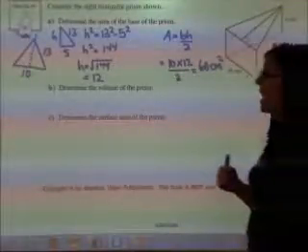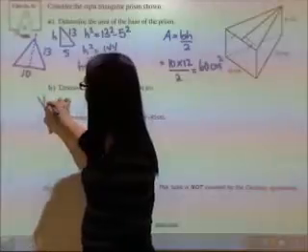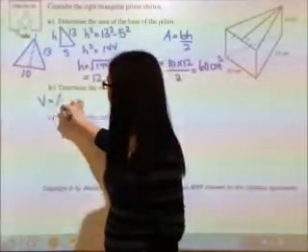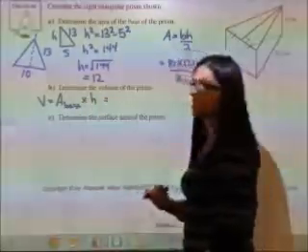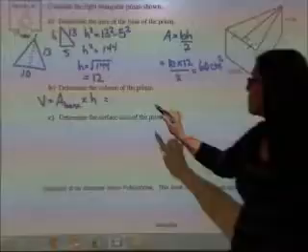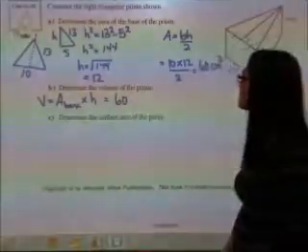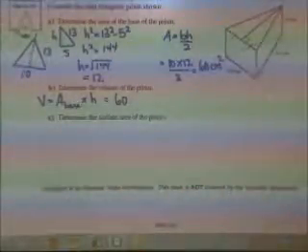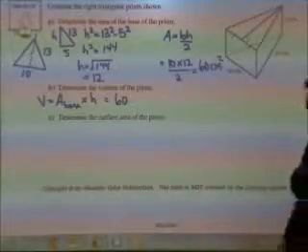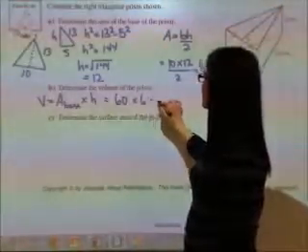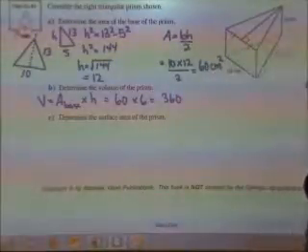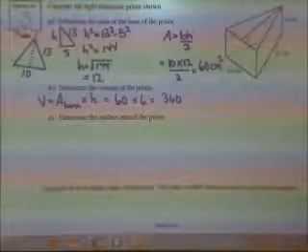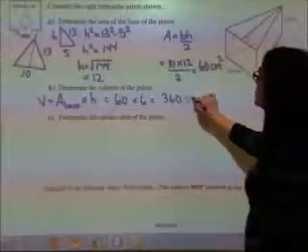So now that I have the area of this base, I can determine the volume of the prism because the volume is the area of the base times the height of the prism. So the area of my base was 60. What is the height of my prism? 6. And what is 60 times 6? 360. What are my units? Centimeters cubed. Cubic centimeters.